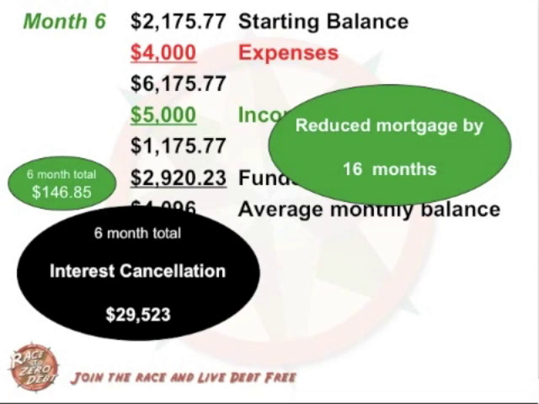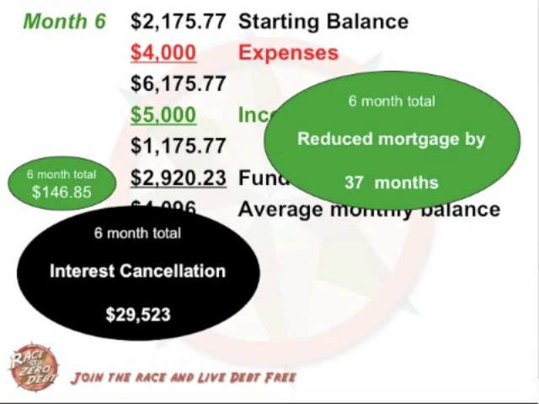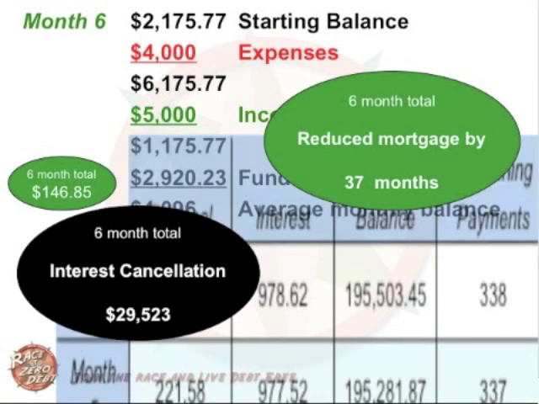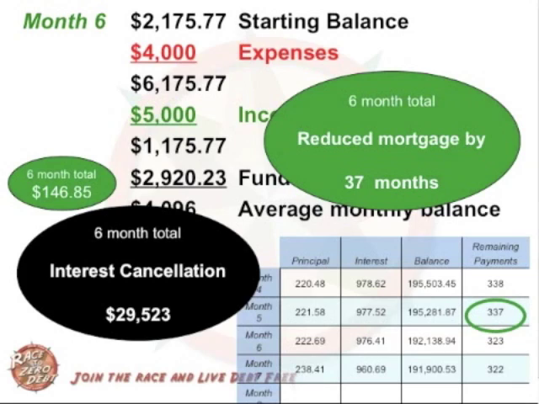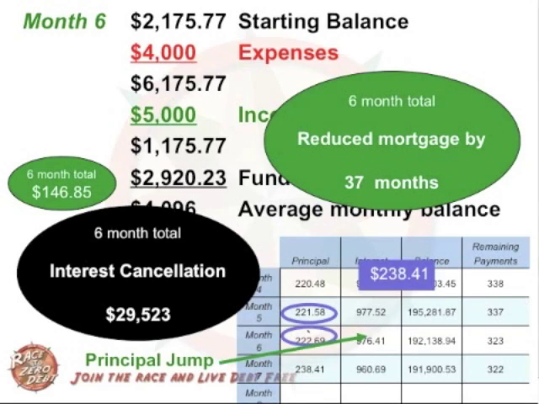Our total months reduced for our mortgage has been 37. In 6 months, we've reduced our 30-year mortgage down to 323 months, and we've taken over 3 years off of our mortgage. The principal portion of our payment went from $222.69 to $238.41. We now have $15.72 more of every payment being applied to principal. And in 6 months, we've reduced our mortgage by 37 months. Our new mortgage balance is down to $192,138.